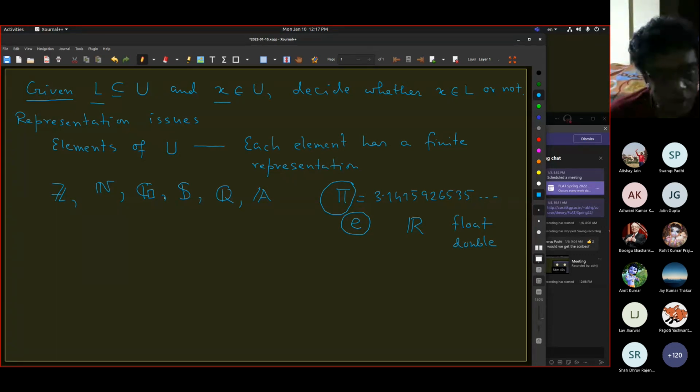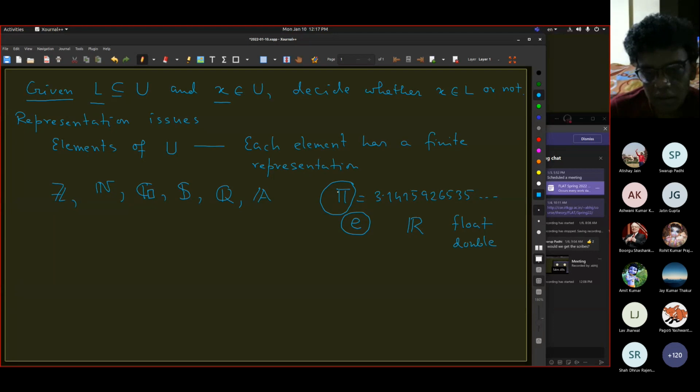Sir, by representation we mean some unique identification for that element, right? Some way of representing. If this representation is infinite and I cannot represent pi that way, then I introduce a new symbol.